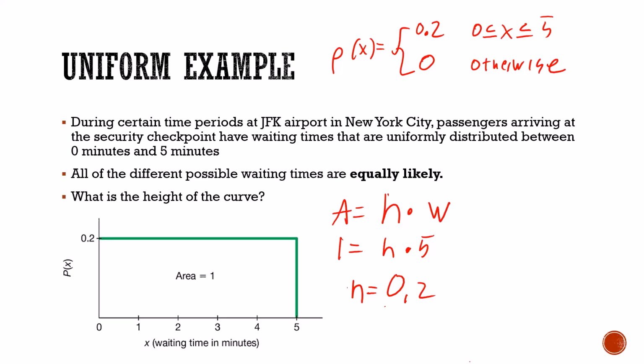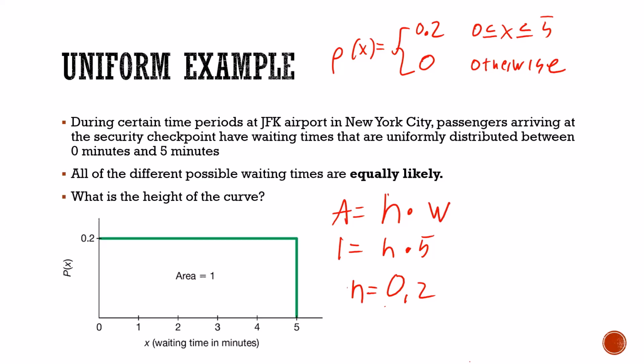So this is P of x, right? Because it's uniform, no time is more likely than the other among the possible times. The probability is 0.2. Outside of 0 to 5, those times are impossible, so P of x is 0.